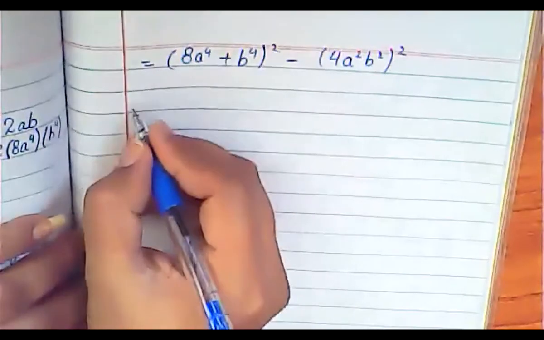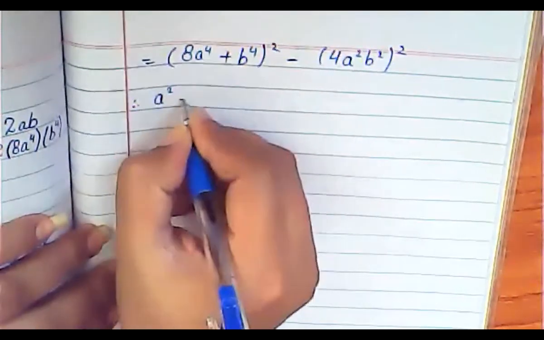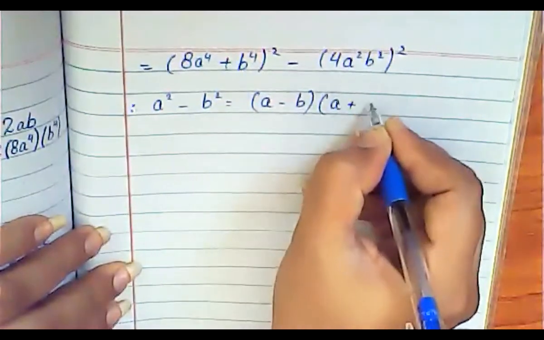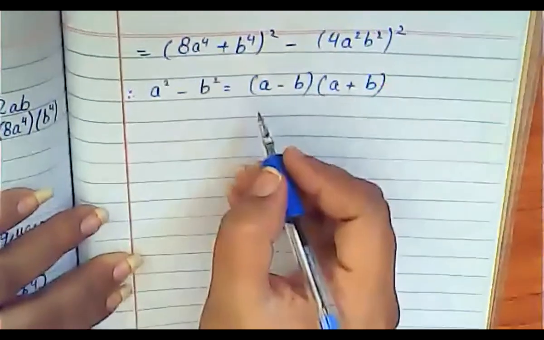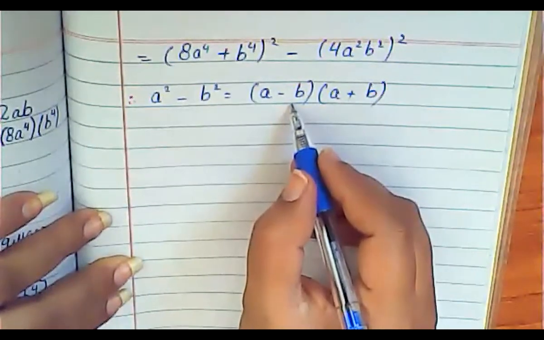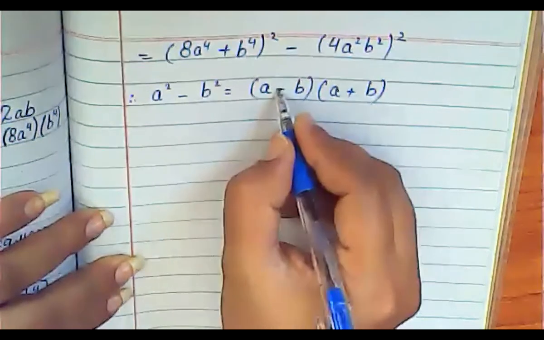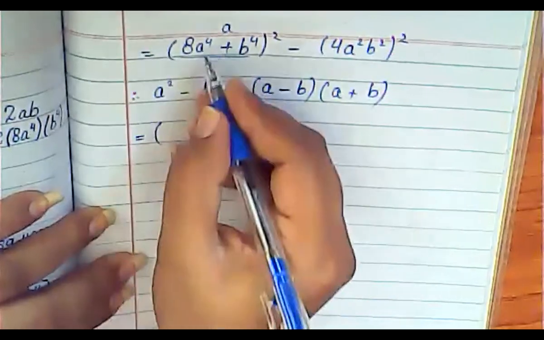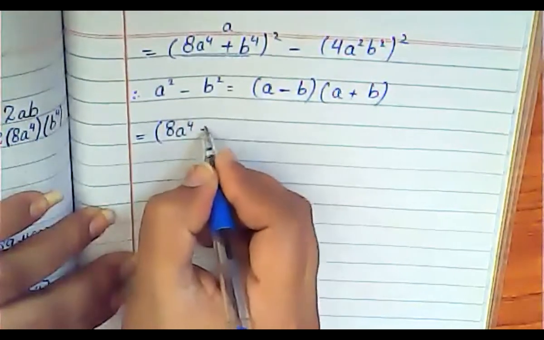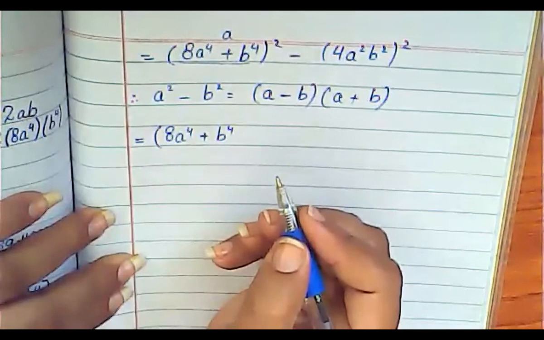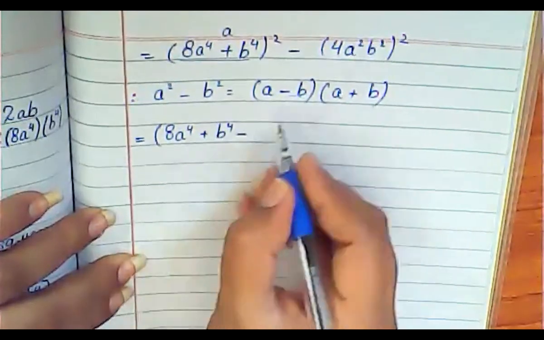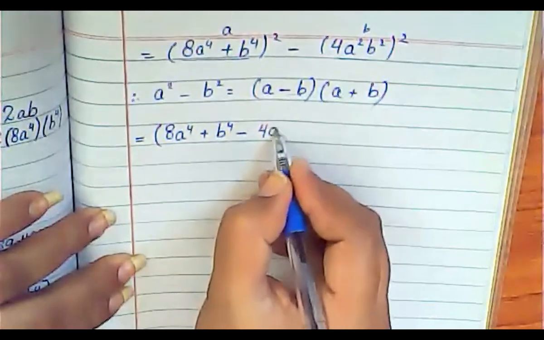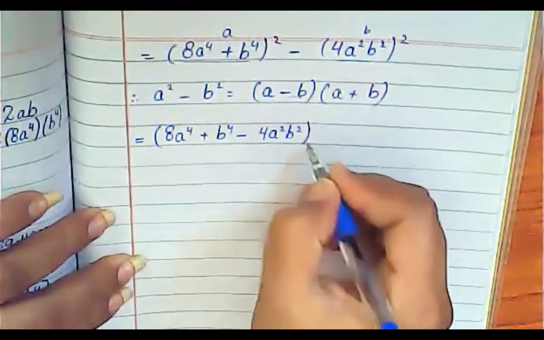Now we are going to apply the formula, which is a square minus b square is equal to (a minus b)(a plus b). Right, now we will expand the formula. Very good, Mariam. This is term a, so we will write first term a, which is 8a^4 plus b^4, then the formula's minus sign. What is our term b? This one. So we will write here 4a square b square, bracket close.